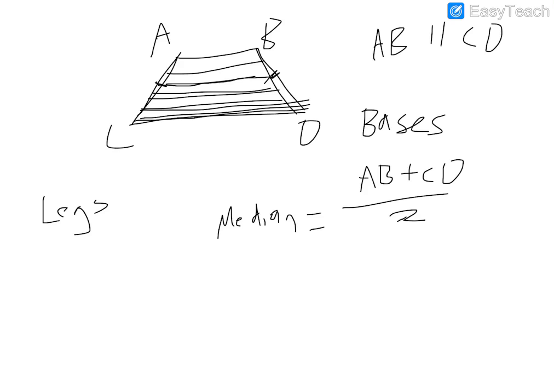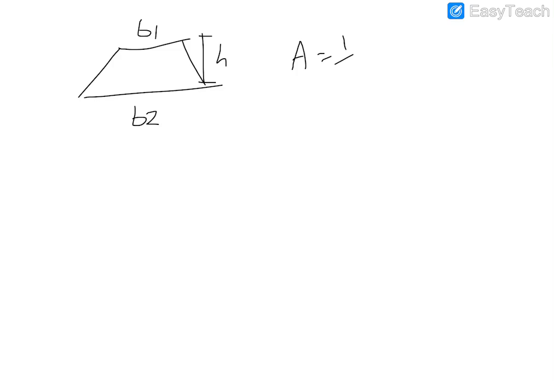And next, for the area of a trapezoid, let's say this is B1, B2, and this is the height. Well, the area of a trapezoid is equal to 1/2 times (B1 plus B2) times the height.